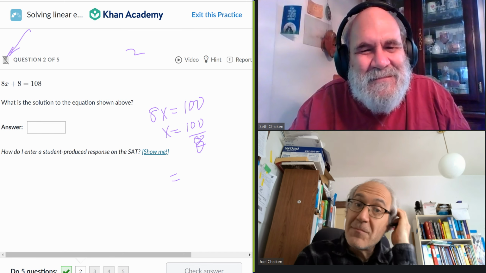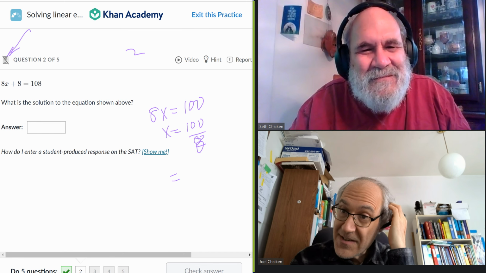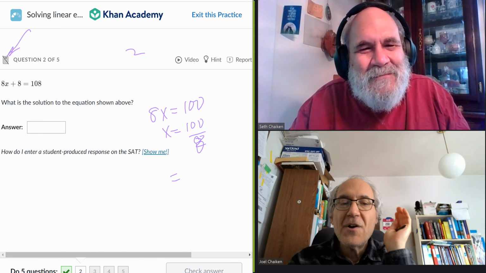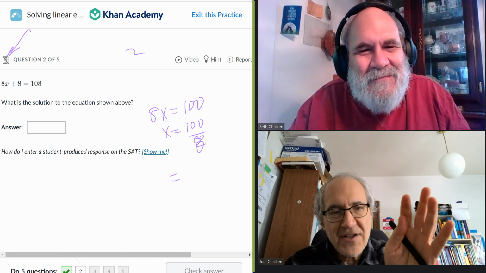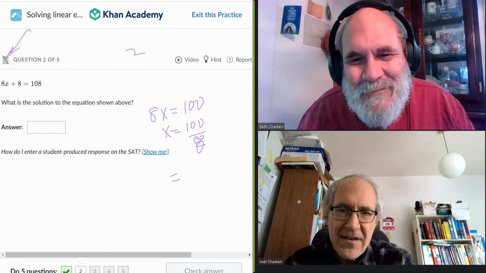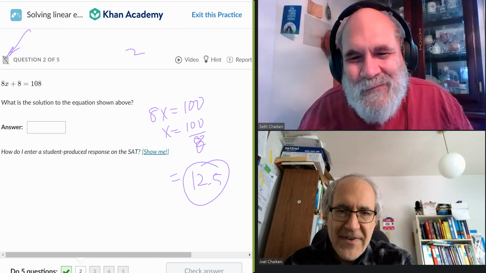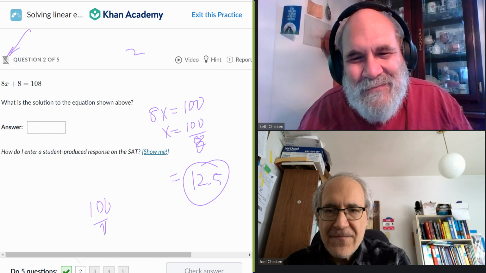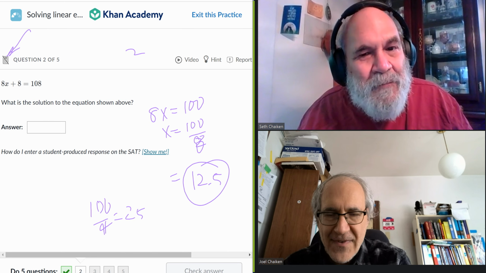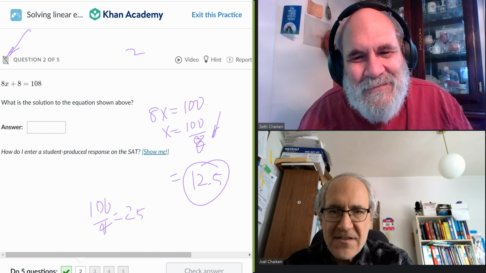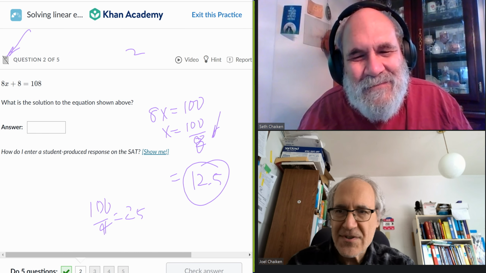Now that is a moot point. Anyone taking the SAT in the United States after January 2024 will have a shortened test. It'll be online, it'll be adaptive, and it will have a calculator. So this is a moot thing. But it's 12 and a half. 100 divided by 4 is 25, and then take half of that is 12 and a half. It's always good to know dividing by eighths. It's very useful to know.